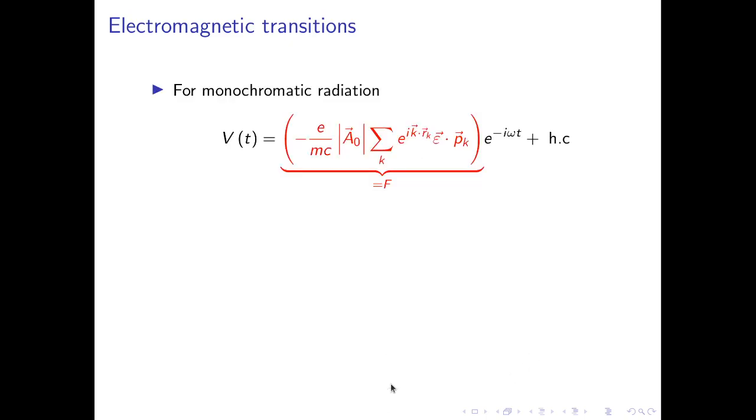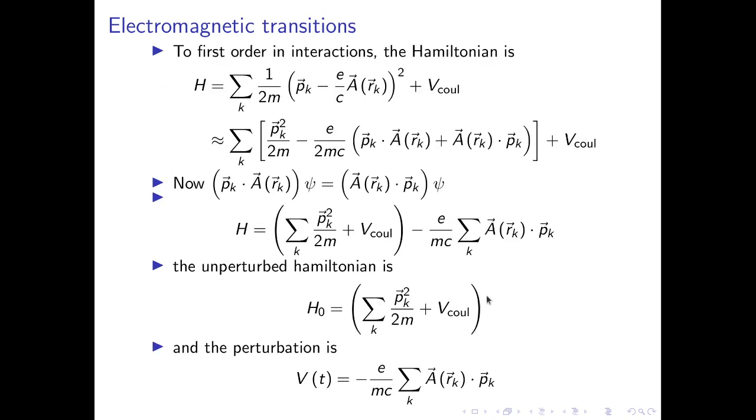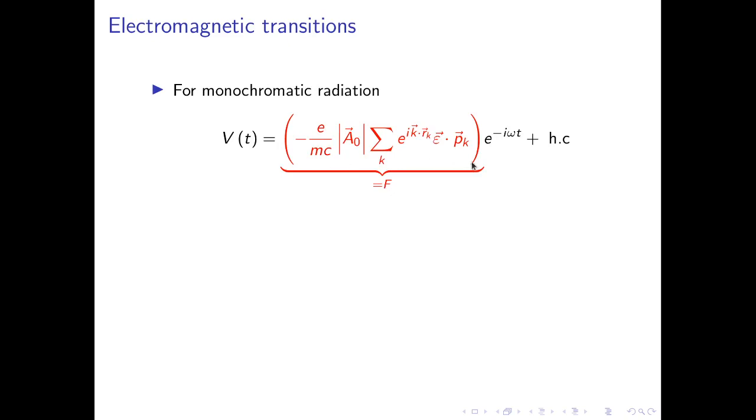So going back to our lessons from electromagnetism, if we use for the vector A the monochromatic plane wave, this vector A is sitting here, and of course there is a sum over all the electrons in the system. If we use a monochromatic plane wave for our incident radiation, what we are going to end up with is this expression. For the V, this is one term, plus of course its Hermitian conjugate.